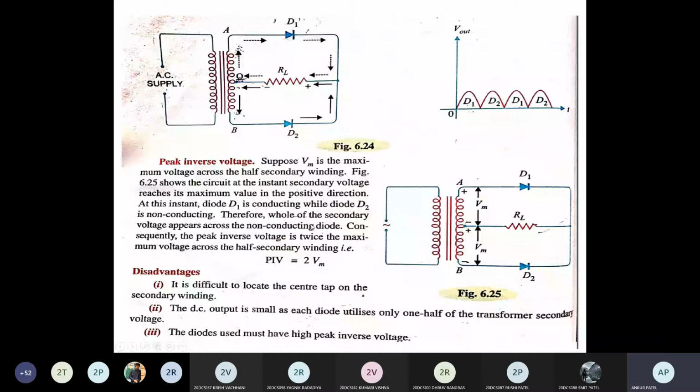Therefore, the whole of the secondary voltage appears across the non-conducting diode. Consequently, the peak inverse voltage is twice the maximum voltage across the half secondary winding. So it is called the peak inverse voltage, and that becomes equal to 2 Vm.